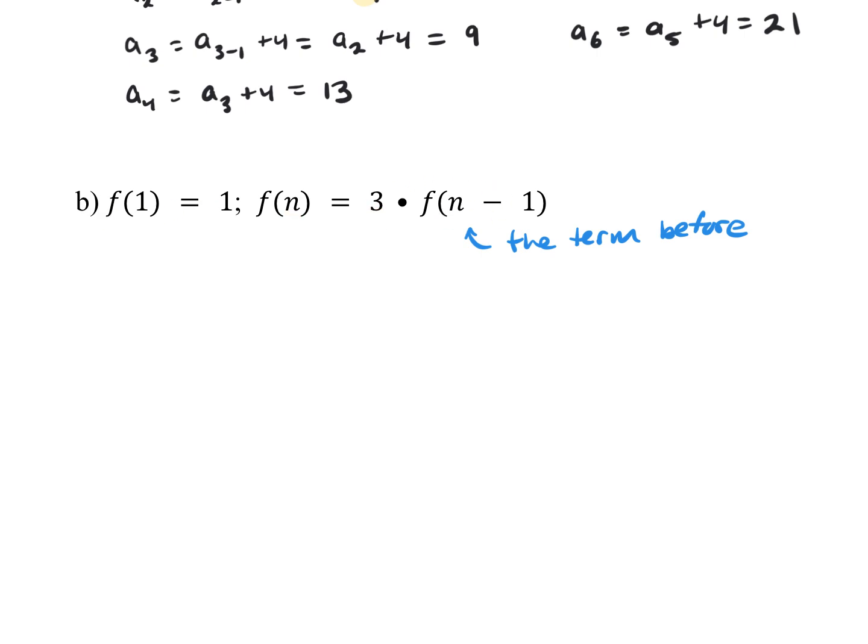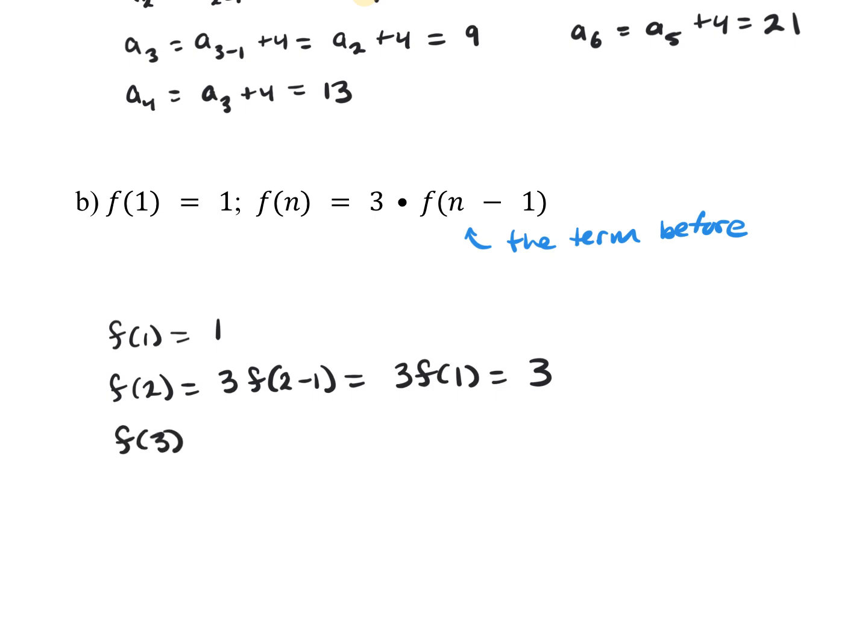And again here, they give us the first term. So my first term is 1. My second term is simply 3 times f of 2 minus 1. So again, 3 times the term before, which is f of 1. So f of 1 was 1. 3 times 1 is 3. So to find f of 3, I'm going to do 3 times f of 2, the term before. So 3 times 3 is 9.